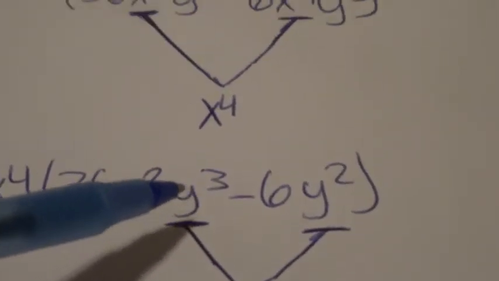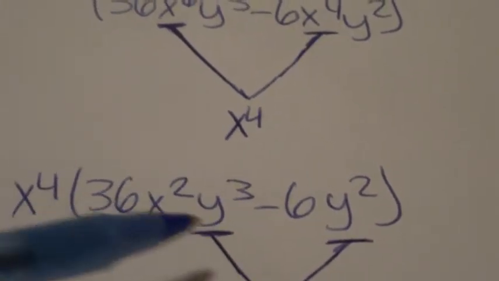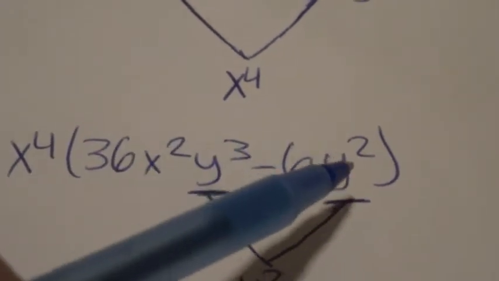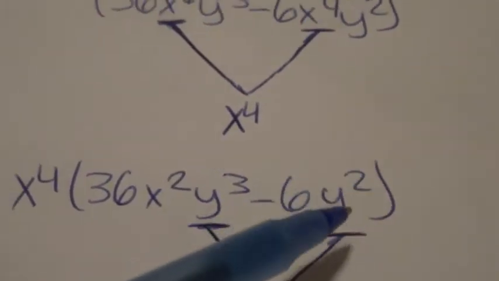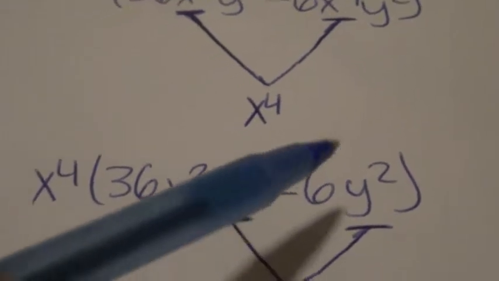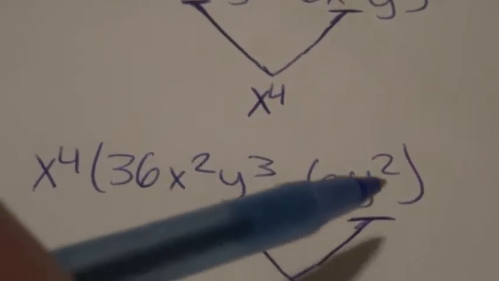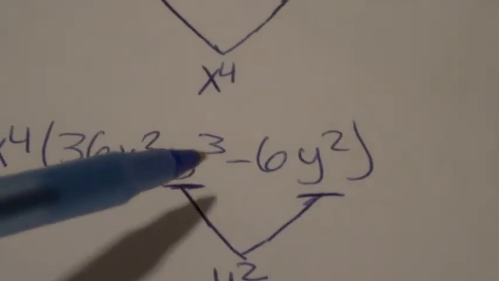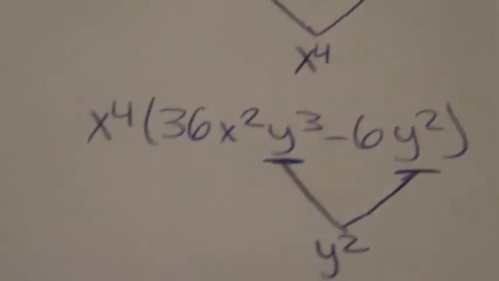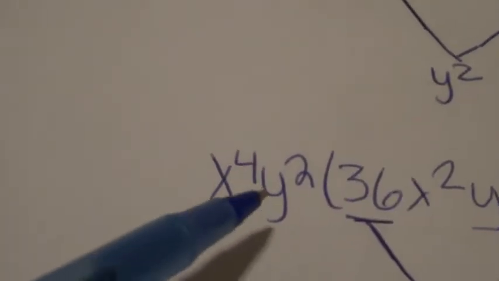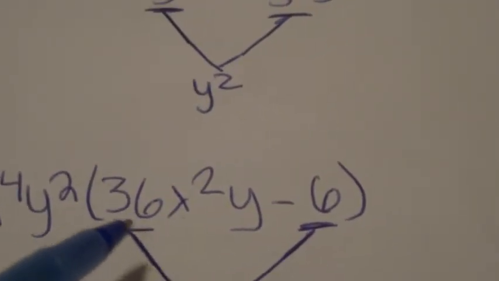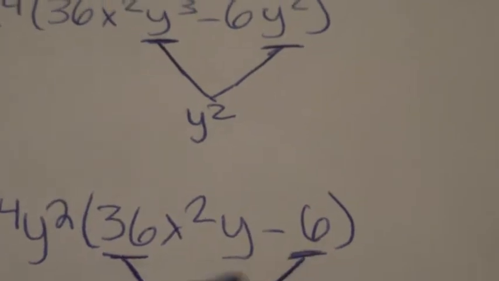Now the next thing we're going to look at is y. What's the greatest common thing we can take off between y's? Well, we know that the lowest y value is y to the 2nd. So that would mean the most we could possibly take away from both of the y's is y to the 2nd, right? Because that leaves this y with just a y, and this cancels this y completely out. So then we put the y to the 2nd over here with the x to the 4th. Then we rewrite the equation with everything left over. 36x to the 2nd y minus 6.